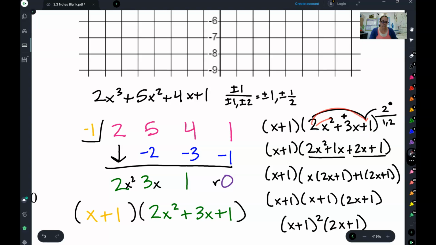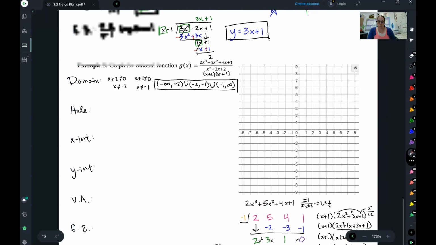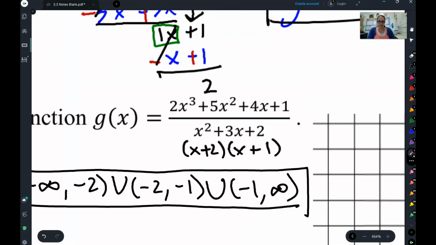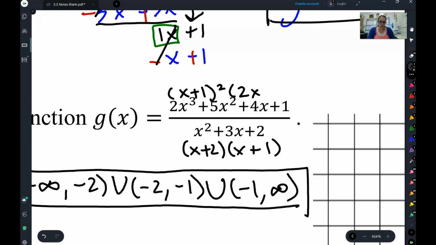So I did first times the last, got 2, exchanged the 3 for the 1 and the 2, and then found what the first 2 had in common and the last 2 had in common to get it all the way factored out. And I noticed I had x plus 1 twice, so that gives me x plus 1 squared and 2x plus 1. So now I can come back here. I now have this numerator all factored as x plus 1 squared, 2x plus 1.